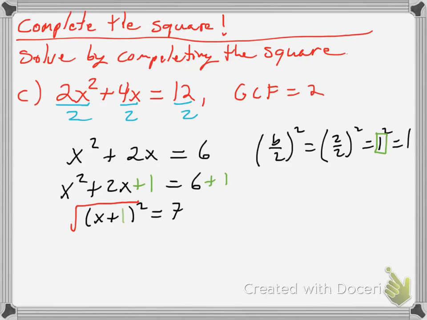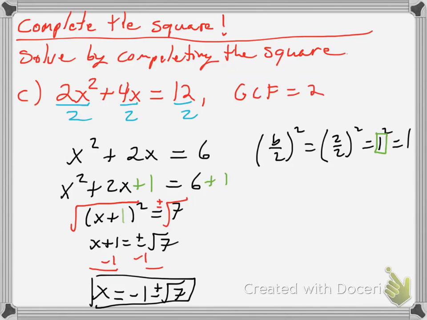And remember, the square root is going to undo the square. I think that's the joke we said in class. Anyways, square and square root are going to undo each other. So we're going to take the square root of both sides. Don't forget the plus and minus. Because the square root of 7 and the 1 are not like terms, we don't have to split it up into 2 equations. We can just subtract 1 from both sides and say that x is equal to negative 1 plus or minus the square root of 7.